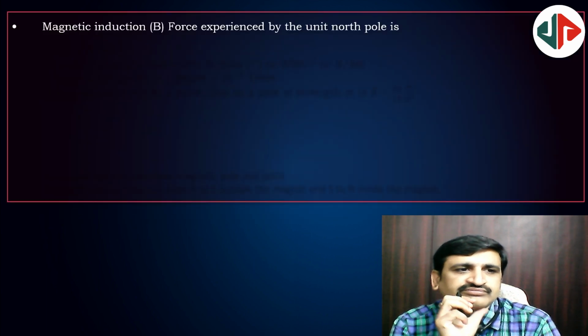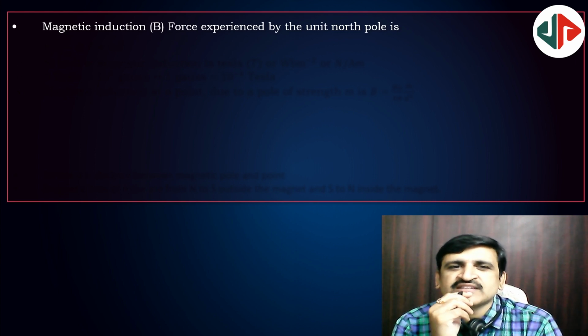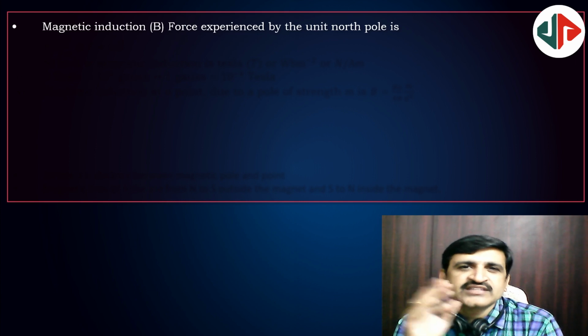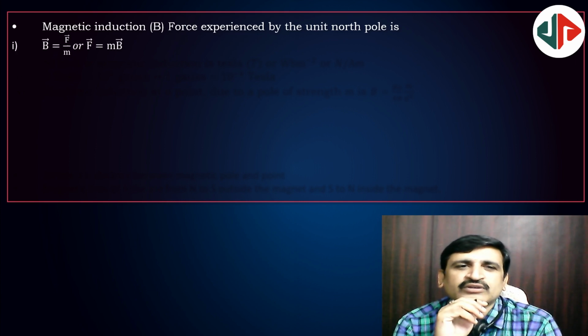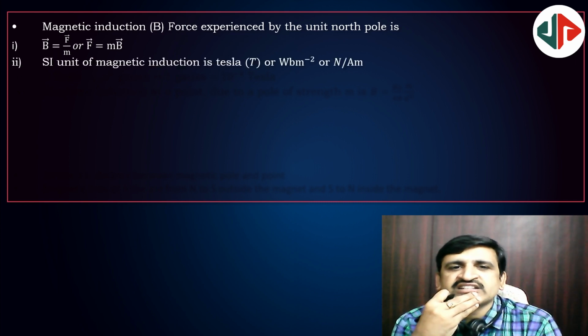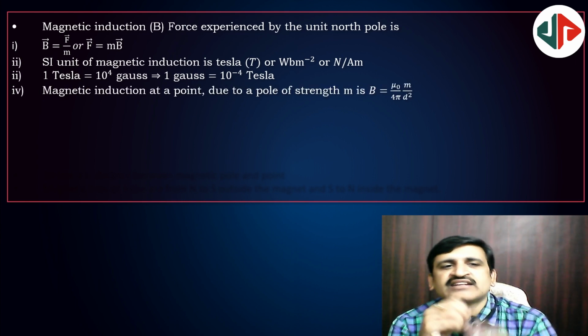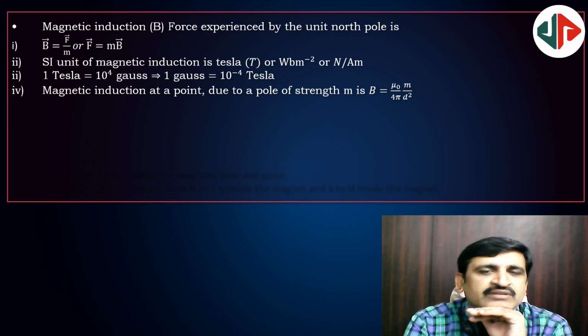Next, magnetic induction B. It is defined as the force experienced by a unit north pole. Just like electric field intensity is the force experienced by a unit positive charge, here it is a unit north pole. B equals F by m, or F equals mB. When a pole of strength m is placed in a magnetic field B, the force is F equals mB. The SI unit of magnetic induction is Tesla, or Weber per meter square. 1 Tesla is equal to 10 power 4 Gauss. And the magnetic induction at a point due to pole strength m is B equals mu naught by 4 pi m by d square.